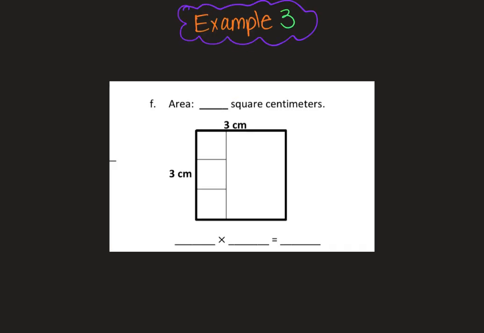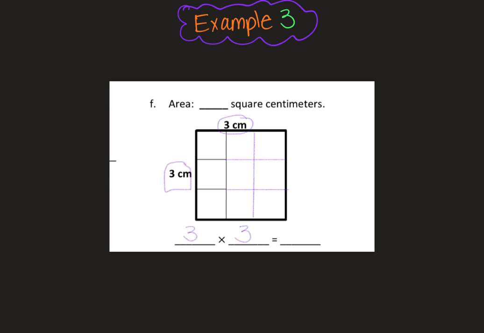So for this one, we don't really know our area yet, and we still have squares to fill in. So let's use what we did in example 1 and 2 to figure this out. So let's fill in our boxes. We're going to make 3 across because we know over here is 3. Now we're going to make a line down to give us 3 more up here, because we can see these are 3 centimeters too, so it's 3 by 3.